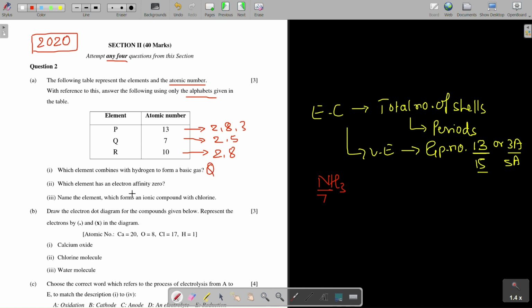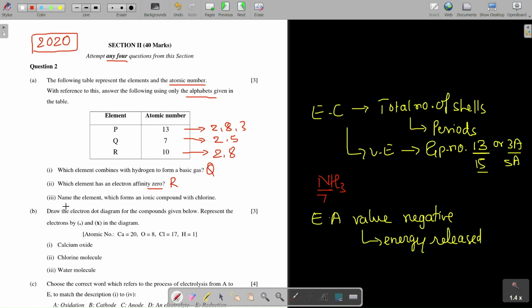Which element has an electron affinity of 0? Very important question. Point to be noted: the electron affinity value will be negative because it is the energy released when an electron is added to the outermost shell of a neutral gaseous isolated atom. So therefore the electron affinity should be negative. But if it is 0 or positive, that will be for noble gases. The noble gas is the one which has a complete octet, that is R. So obviously whatever is left is P.